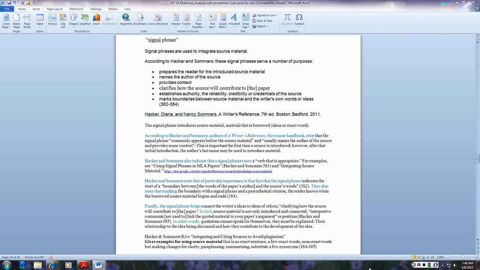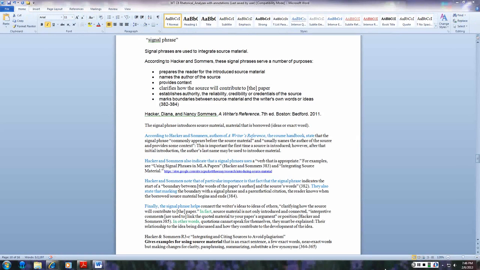Again, I have a block quotation. I tell you the page numbers this comes from out of the Hacker and Summers text, and I give you the bibliographical citation below it. Notice when there are two authors, the first author's name comes in inverse order and the second in regular order. The title of the text is either italicized or underlined. This is the 7th edition of A Writer's Reference. The place of publication, the publisher, and the date of publication.